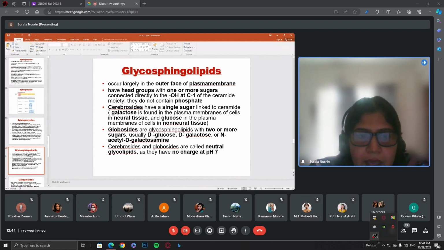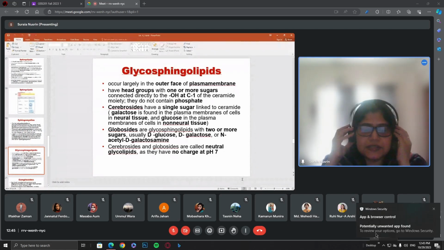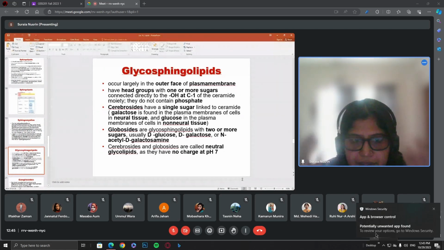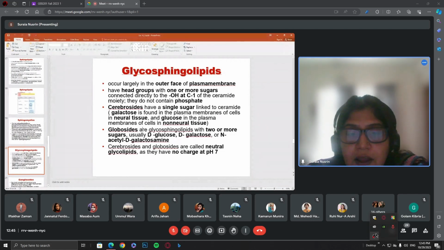The types are, number 1, cerebrosides. Here a single sugar is present as the polar head group, and that sugar can be galactose, which is usually present in the plasma membrane of neural tissue, or glucose, which is present in the plasma membranes of non-neural tissue. So they are called cerebrosides.